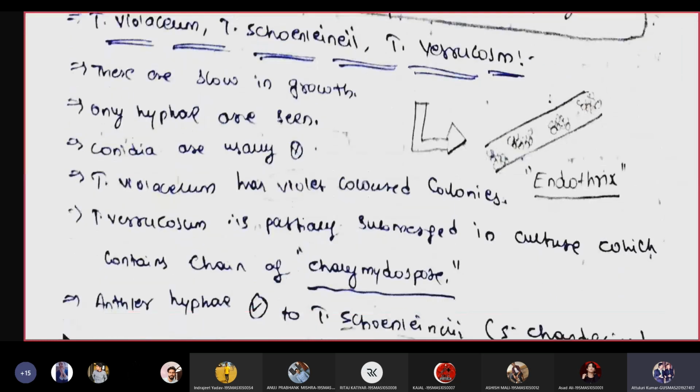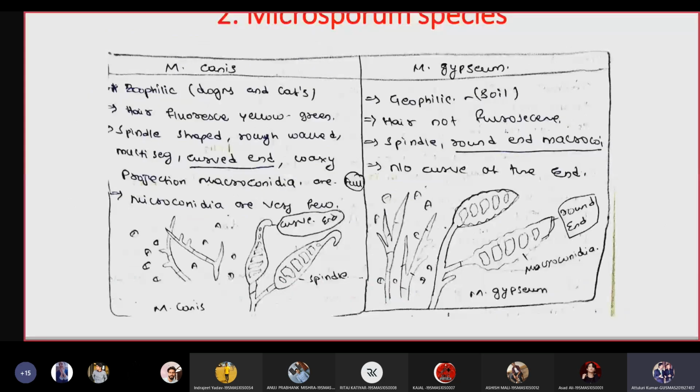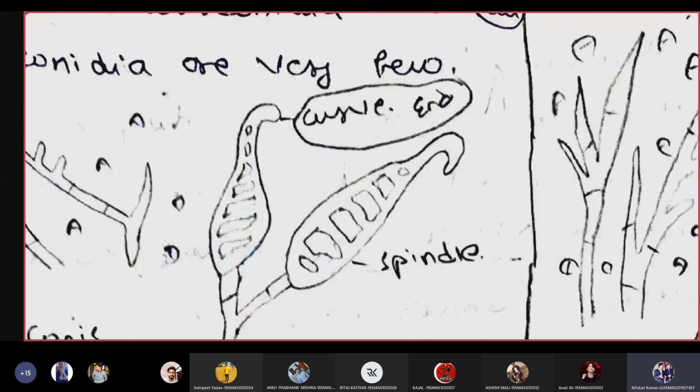After Trichophyton, we have Microsporum species. Microsporum species, we have three types: M. canis, M. gypseum, and M. audouinii. M. canis is a feline infection. Feline infection means it will cause infection on both... sorry, I cannot say feline, I mean canine. Simply, they are the infections of dogs and cats. So these infections can occur in dogs and cats. The hair will be fluorescent yellow or green in color. The macroconidia will be spindle shaped and it will have a curved end at the tip.